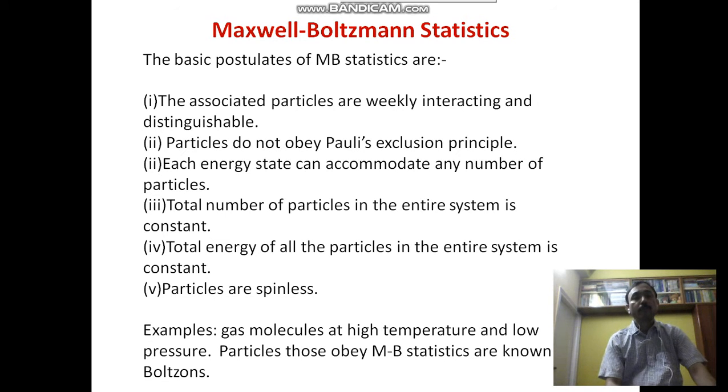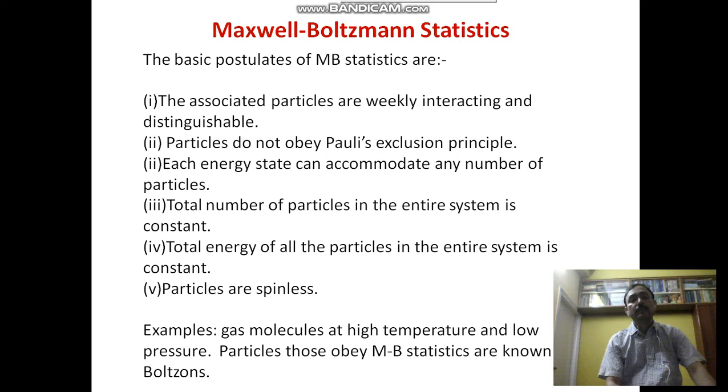Number 4, the total number of particles in the entire system is constant. That means suppose there are 20 particles in 5 energy states, so it is constant. Number of particles will not be changed. Number of energy states will not be changed. Only change is accommodation in the energy states.